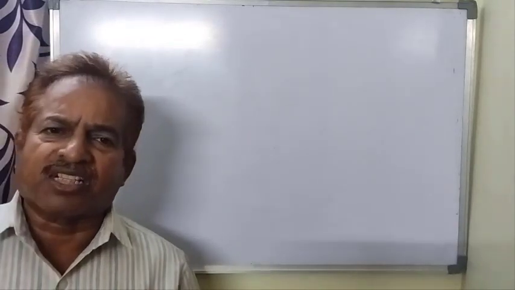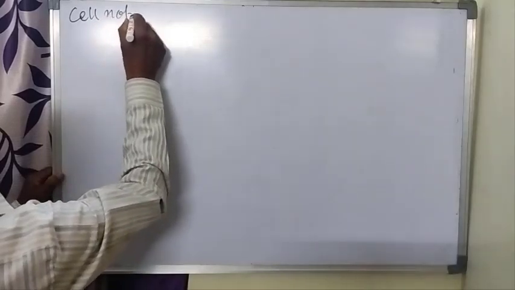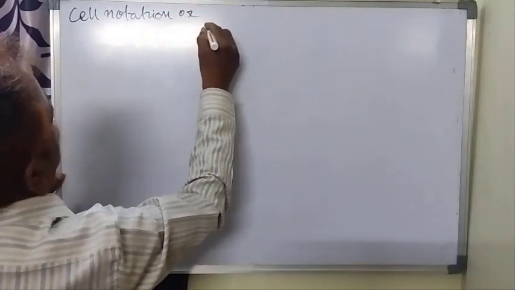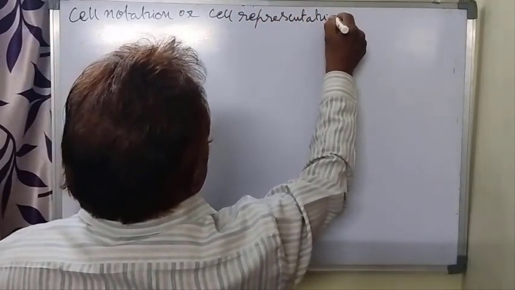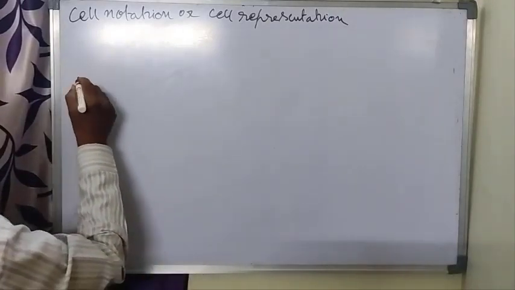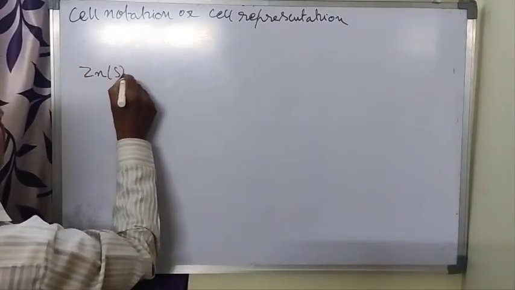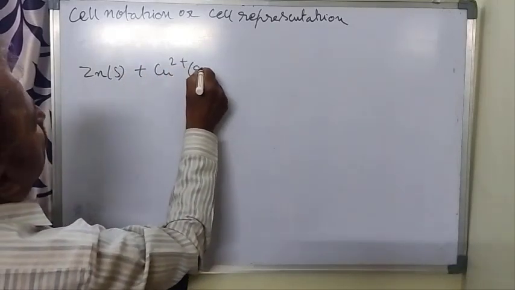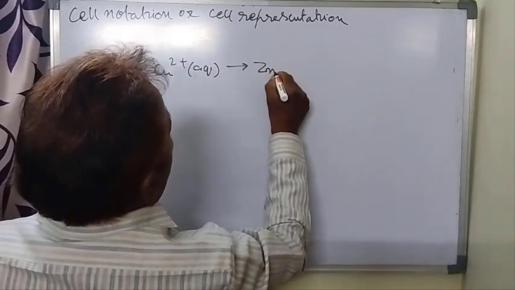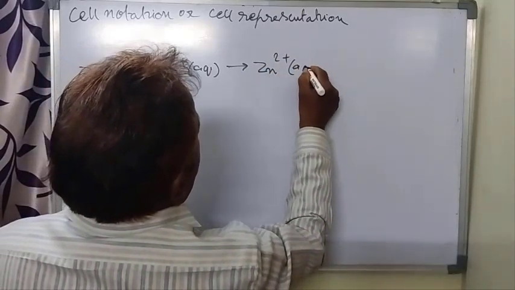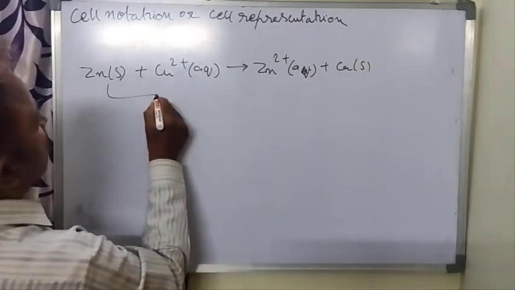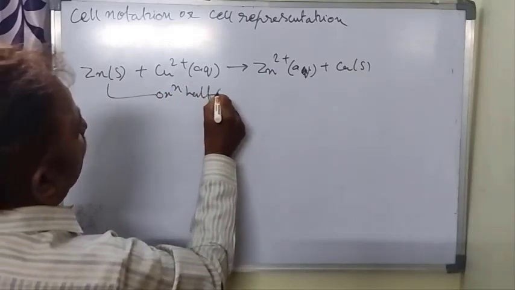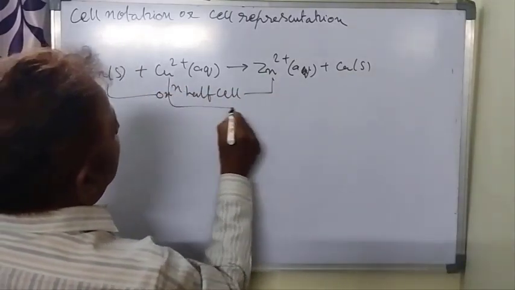Now how do we represent the cell? Cell notation or cell representation. So the galvanic cell is Zn(s) + Cu2+(aq) gives Zn2+(aq) + Cu(s). So what is the oxidation half cell? This is the oxidation half cell, and this is the reduction half cell.